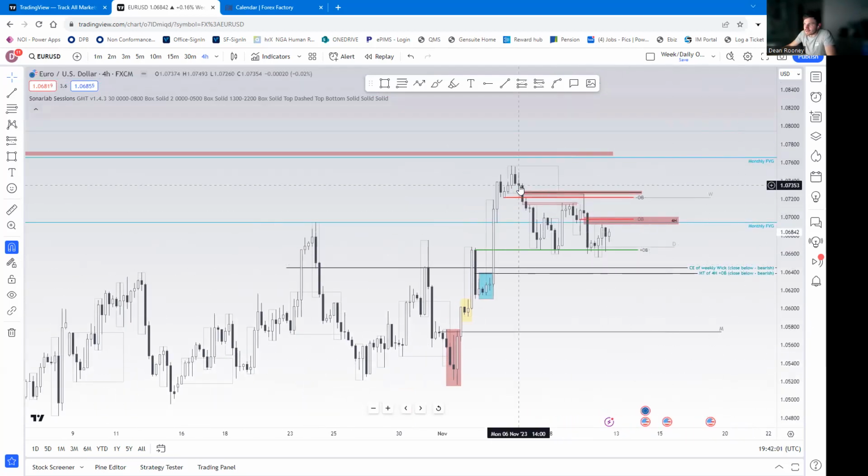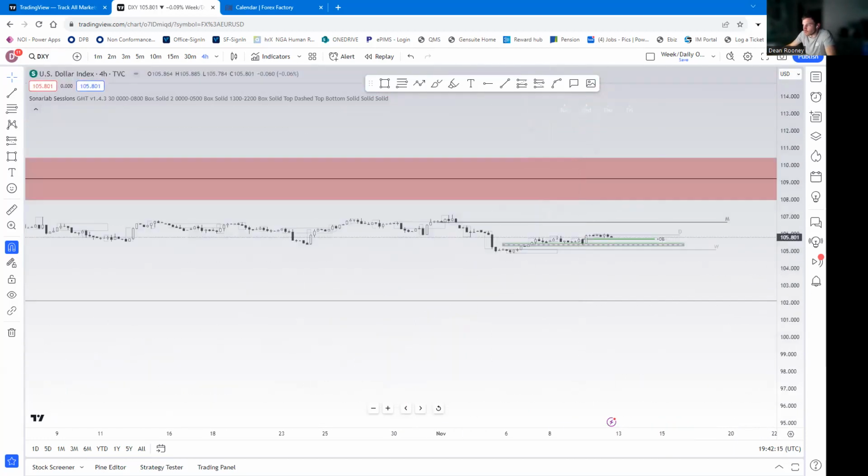Although we've come into this monthly fair value gap, pretty much the structure is looking quite bearish. But then here, this makes it look like, well, does it really want to go lower? And DXY in the opposite direction.